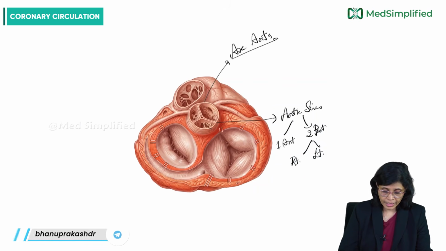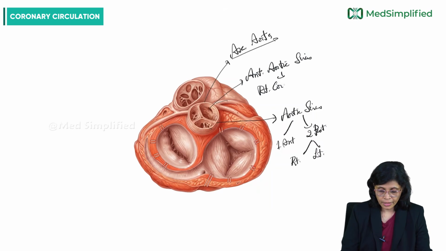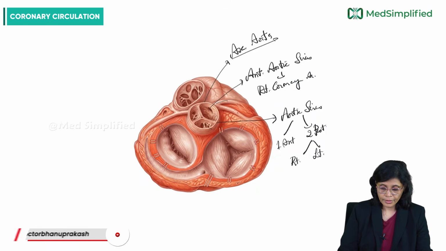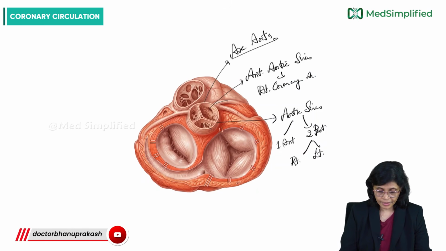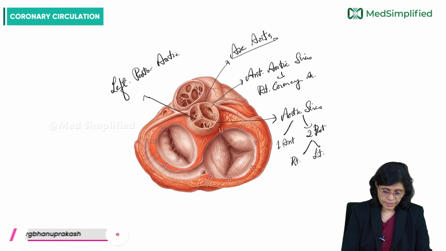So the right coronary artery, if you see here, comes from the anterior aortic sinus. Anterior aortic sinus gives origin to the right coronary artery. Whereas the left coronary artery begins from the left posterior aortic sinus. The left posterior aortic sinus gives origin to the left coronary artery.